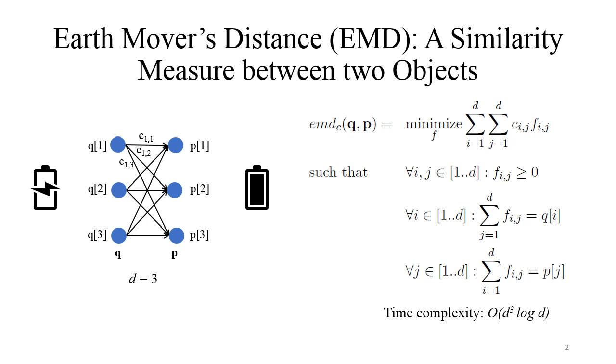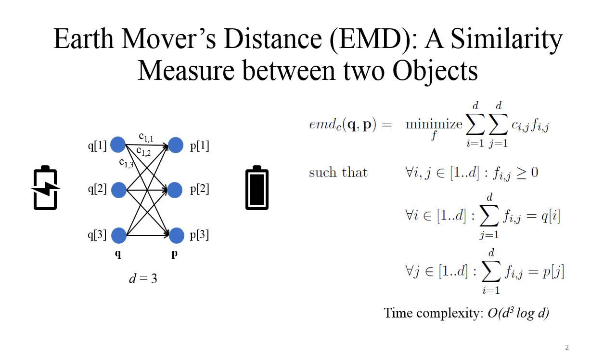Here, we define the value Cij as the cost for shifting the feature value from Qi to Pj. As an example, suppose that C12 equals 4, Q1 equals 5, and P2 equals 3. Once we shift the value 2 from Q1 to P2, that means F12 equals 2. The cost is C12 times 2, which is 4 times 2 equals 8. Earth Mover's Distance aims to minimize the cost for shifting the feature values from Q to P.